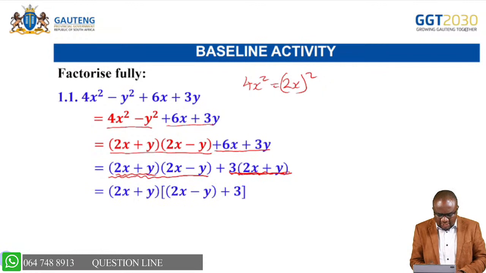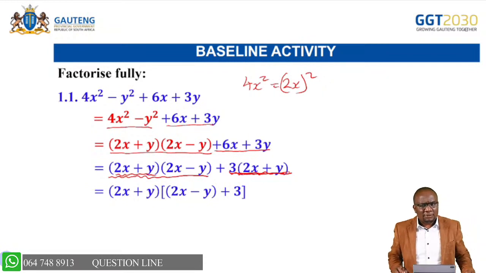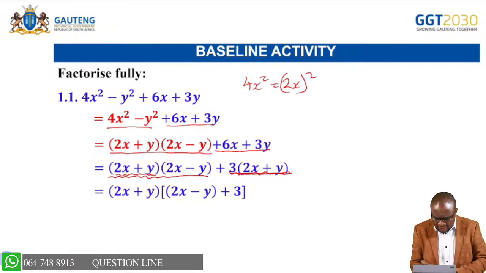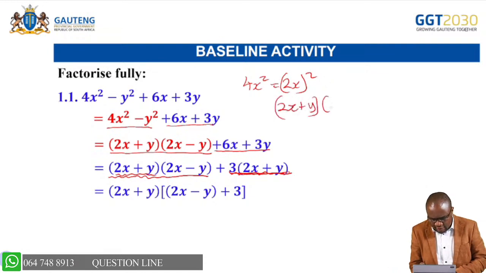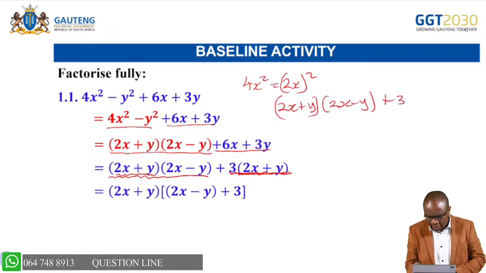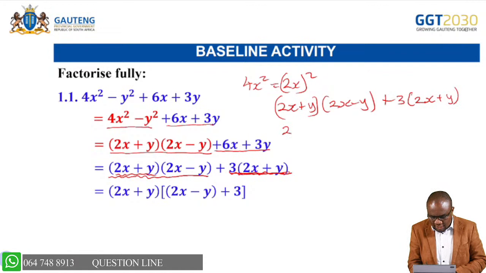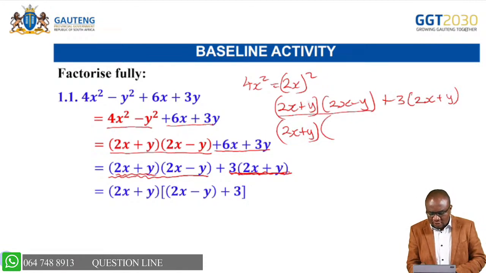And then we're going to get something like this. Do you remember how we factor out? Okay, let me show you. Right, we have 2x plus y, then 2x minus y. Do you see that? Plus 3, 2x plus y. And then we factor out our common bracket, which is 2x plus y. And then what we do after that? We divide this thing by 2x plus y. And then 2x plus y and 2x plus y, they're going to cancel each other out. You remain with 2x minus y.